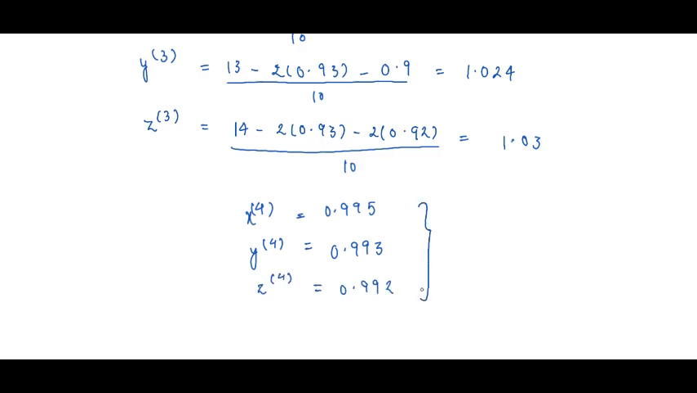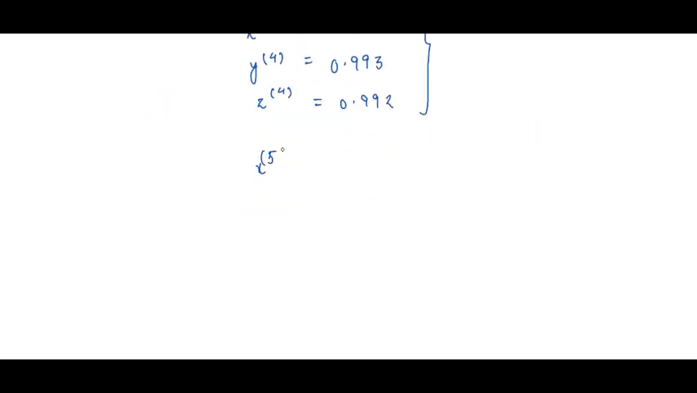And with the fifth iteration, we get x5 equals 1.0015, and y5 is 1.0018, and z5 becomes 1.0024. Since the values have stabilized up to 3 decimal places, you just need to stop the iterations now. Now observe the sequence carefully.